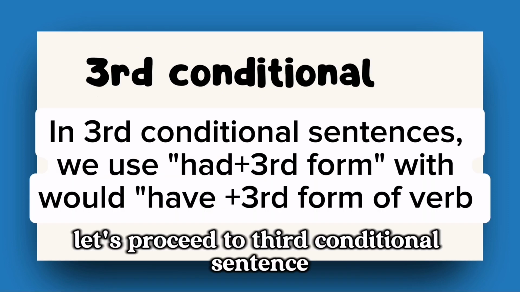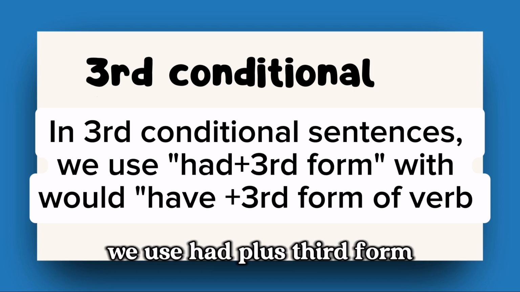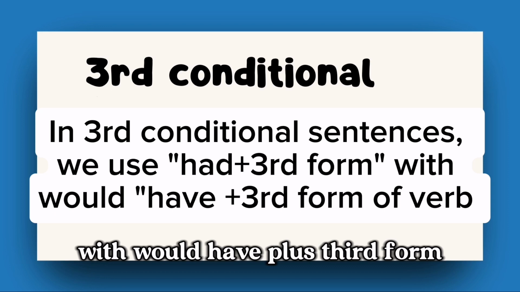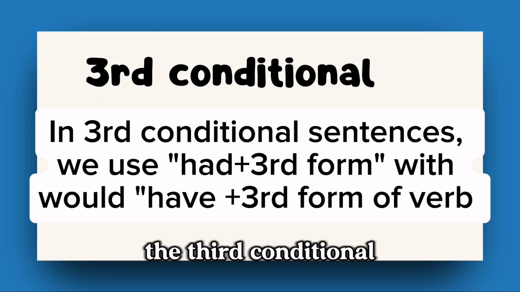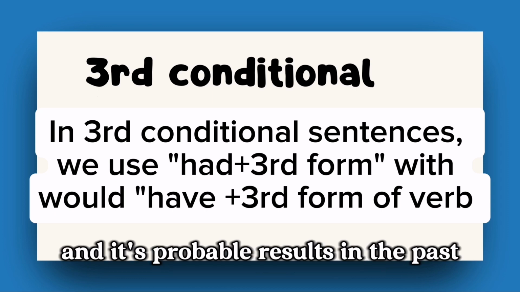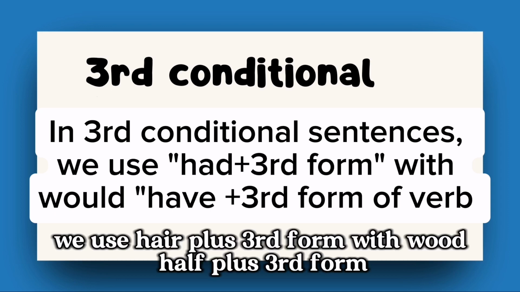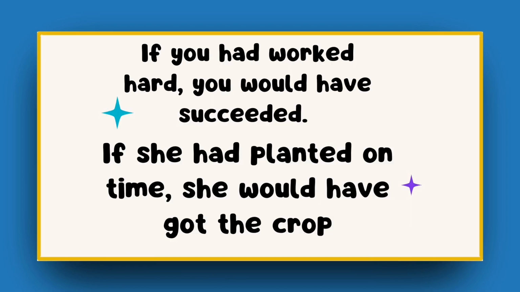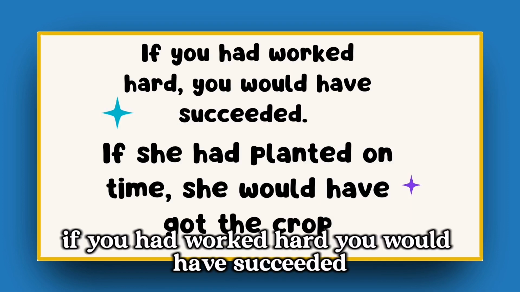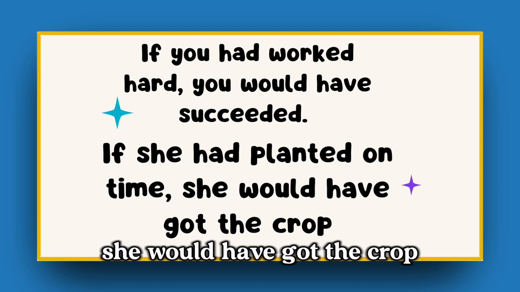Let's proceed to third conditional sentence. In third conditional sentences, we use had plus third form with would have plus third form. Third conditional refers to a situation that was impossible in the past and its probable results in the past. In such situations, we use had plus third form with would have plus third form. For example, if you had worked hard, you would have succeeded. And if she had planted on time, she would have got the crop.